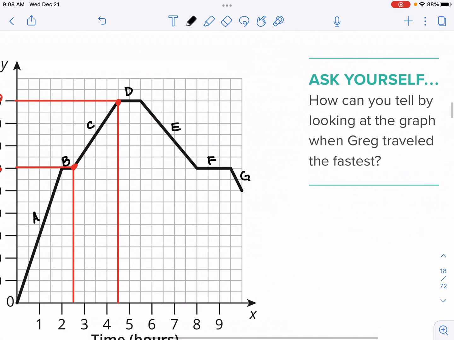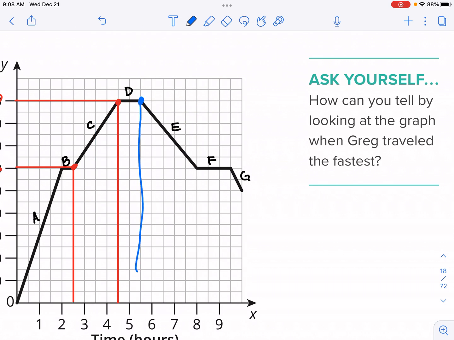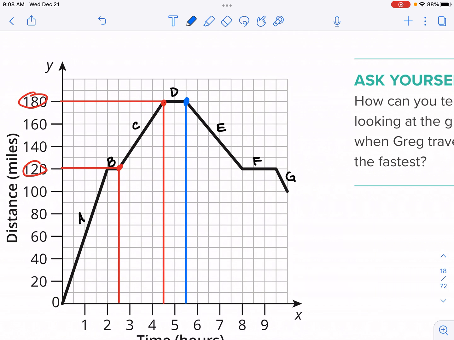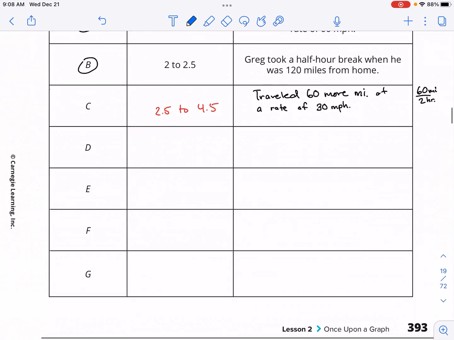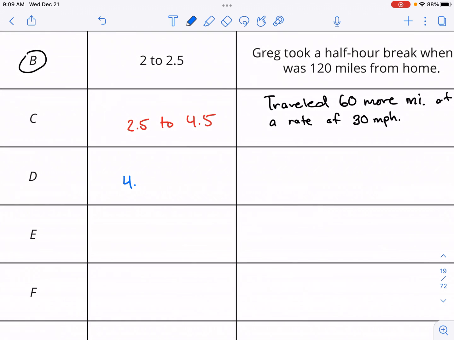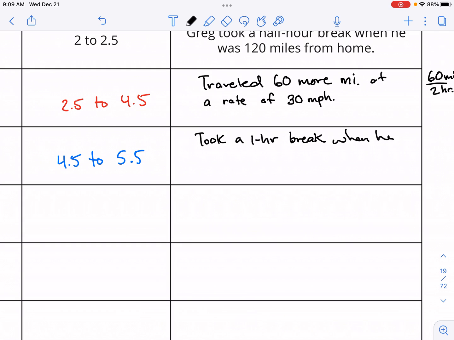All right, from D, we already have the left part of it. It is 4.5. And then, maybe I should put this in a different color. Put blue. So from 4.5 to 5.5, it's horizontal. So Greg is 180 miles away from his house, and we're not moving at all, right? Because at 4.5 is 180, 5.5 it's also 180. So he took maybe another break, or maybe he went to where he needed to go. But let's go and write that here. So this is from 4.5 to 5.5. Or maybe it's a long road trip. Greg took a 1 hour break when he was 180 miles from home.